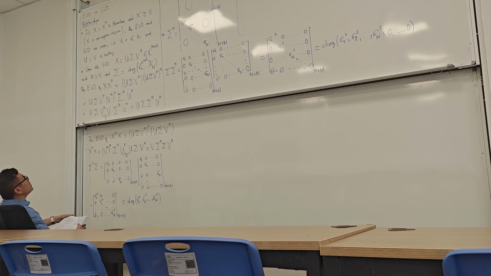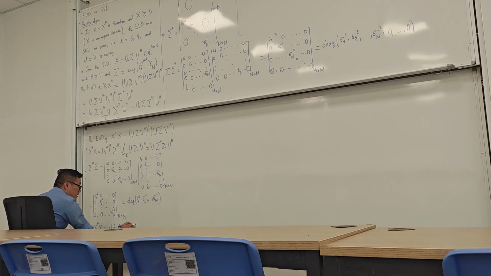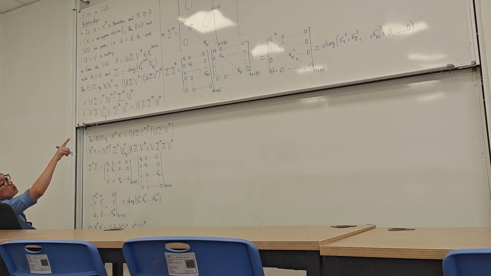Okay, and therefore we have the following. We have X Hermitian times X becomes V times the diagonal of sigma 1 squared, sigma 2 squared, and so on, sigma n squared, multiplied with V Hermitian transpose. You compare the two. X X Hermitian is U diagonal of that, and U Hermitian, and then you have that one.